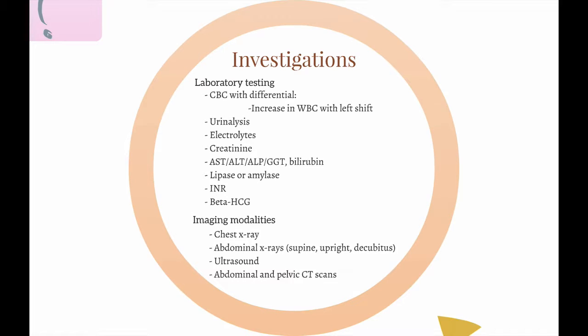Initial imaging modalities include chest X-ray when respiratory symptoms are present, abdominal X-rays in 3 views, and an ultrasound, which is especially useful in children. Although abdominal and pelvic CT scans are useful imaging tools, ultrasound remains the preferred method because it avoids unnecessary radiation and allows for adequate visualization of the appendix. CT is most often used if the diagnosis remains unclear after history, physical, and ultrasound.